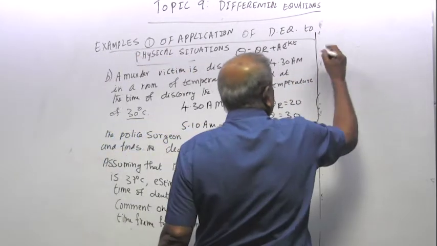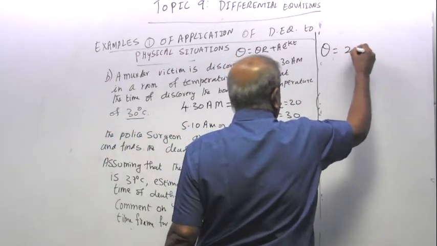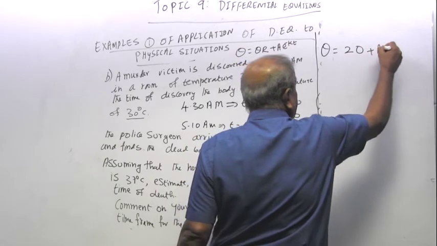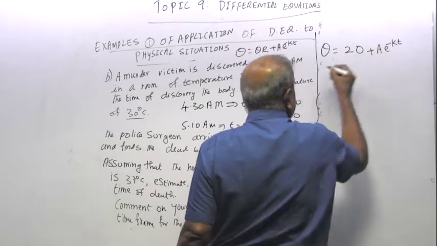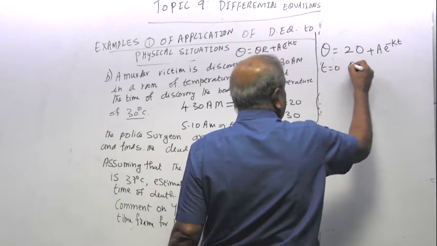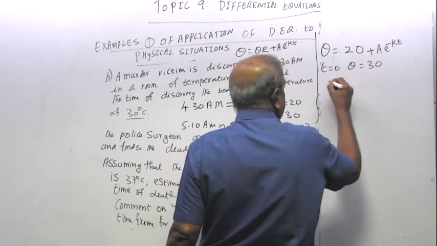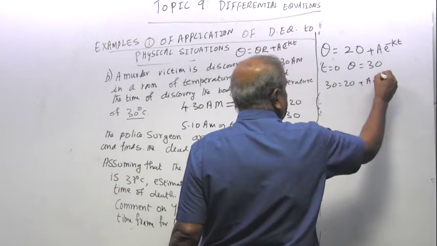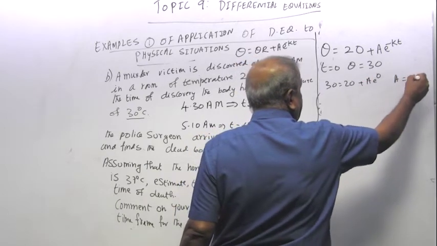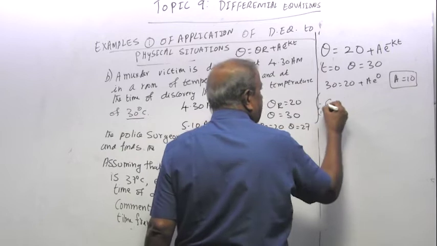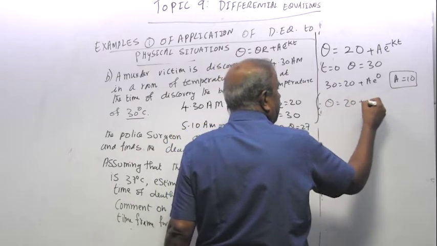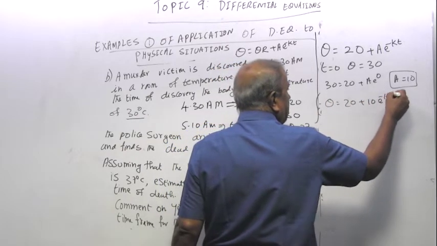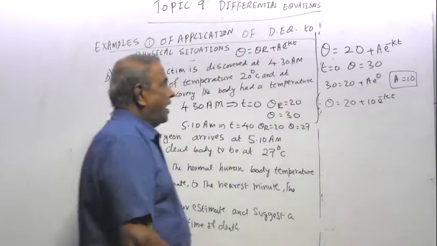So theta equal to 20 plus A e power minus kt. At t equal to 0, theta equal to 30. So 30 equal to 20 plus A e power 0, so A is 10. So theta equal to 20 plus 10 e power minus kt. I found the A.